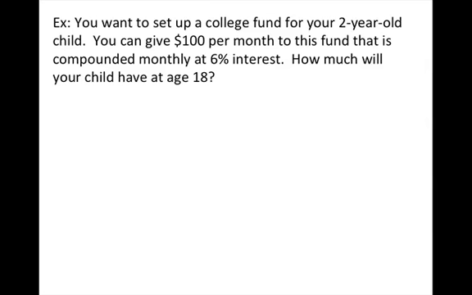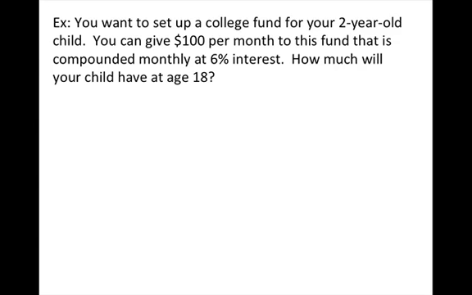So let's look at the first example. You want to set up a college fund for your 2-year-old child. You can give $100 per month to this fund that's compounded monthly at 6% interest. How much will your child have at age 18? So the first thing you need to decide is that it's a compounded account, so we're not using the simple interest account. I know it's compounded because I see the word compounded in the problem.